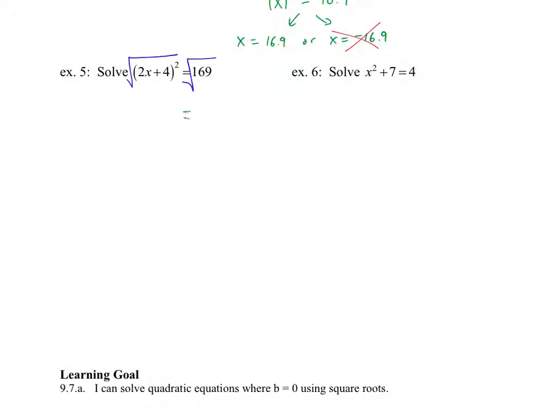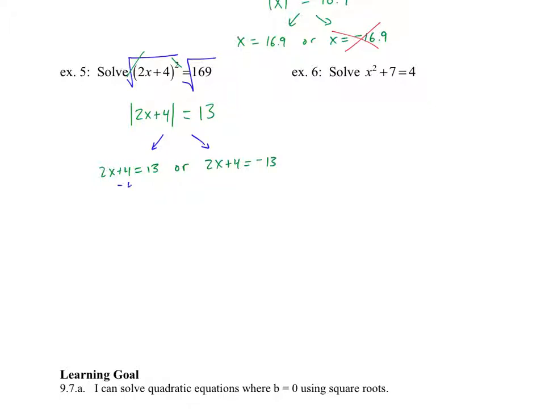When I do that, square root of 169 is going to give me 13. And the square root undoes the square here, so it leaves me with absolute value of everything that was squared, so absolute value of 2x plus 4. And you solved these earlier this year, going back to chapter 2 actually. That gives us 2x plus 4 equals 13, or 2x plus 4 equals negative 13.